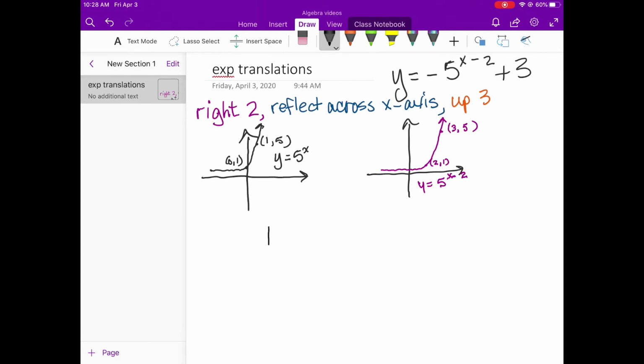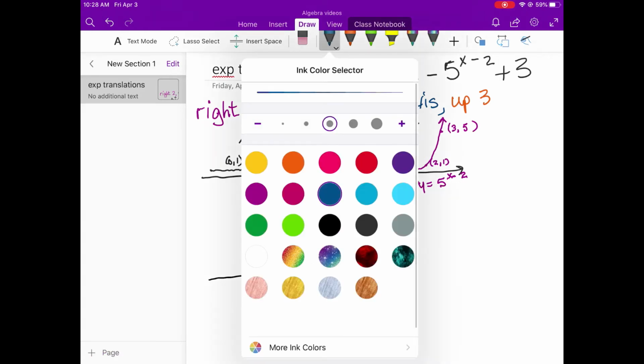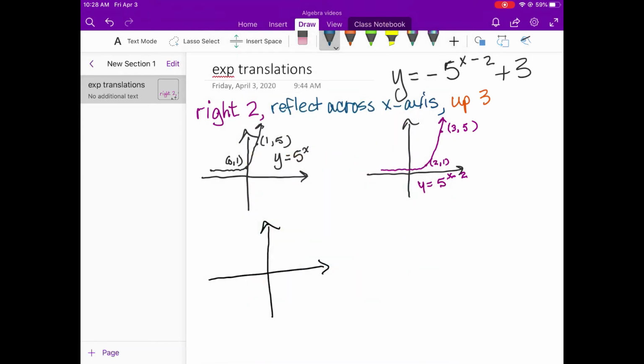And now we're going to do the reflection. So for reflection, the x values are going to stay the same. The y values are going to change sign, because that's what a reflection does. So (2, 1) is going to become (2, -1). And (3, 5) is going to become (3, -5). And we just draw our little shape.